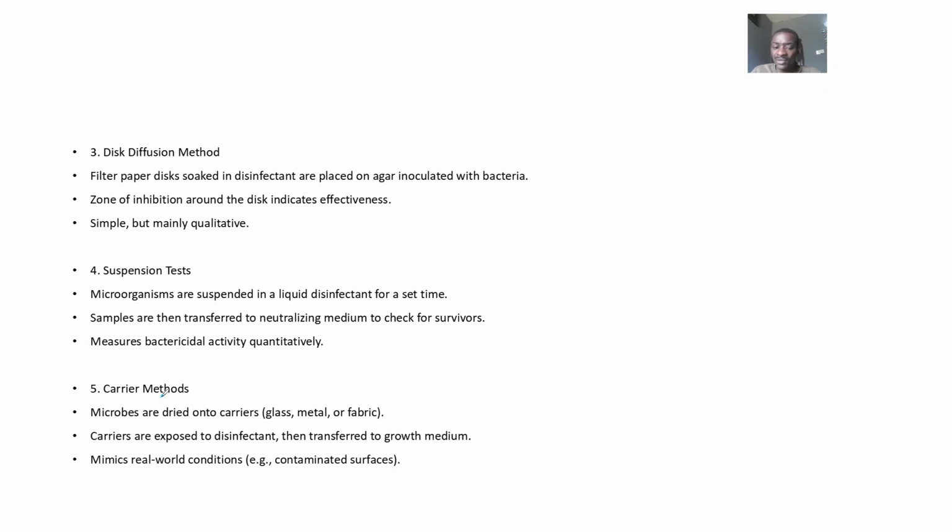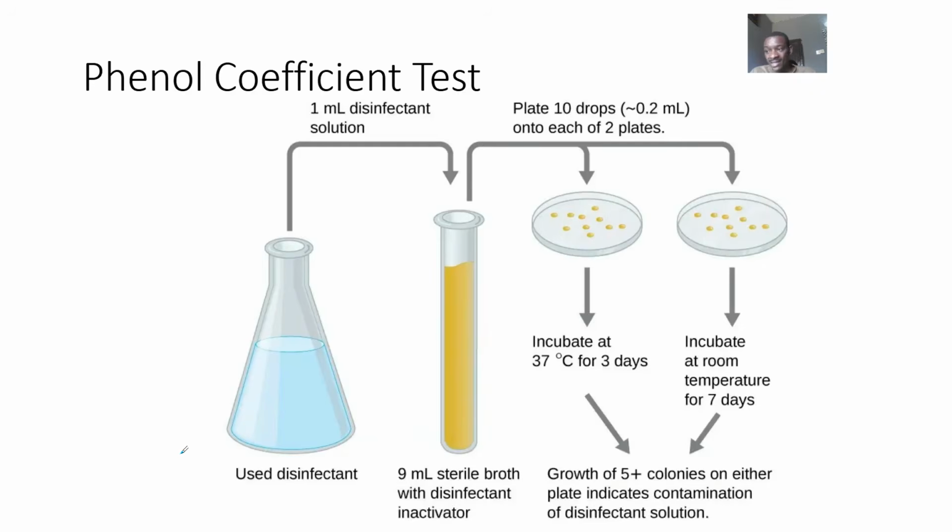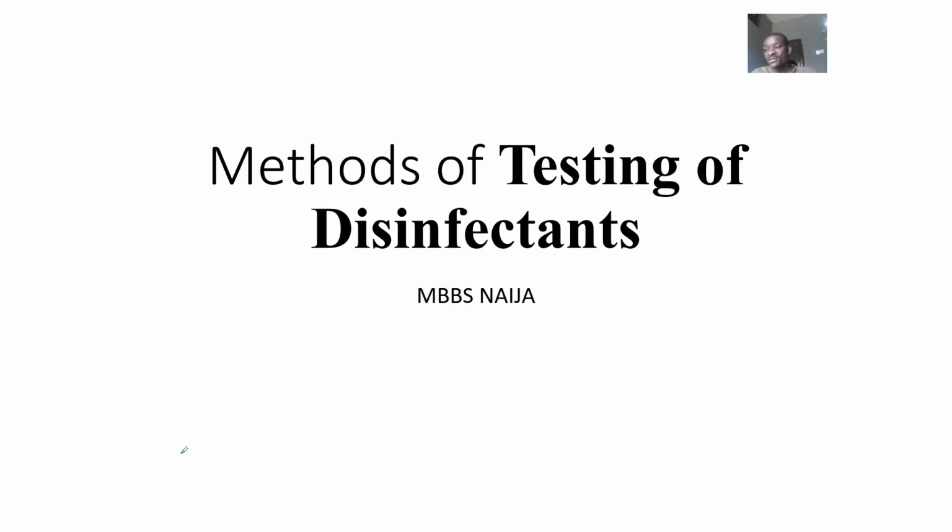Then we have the suspension test, where microorganisms are suspended in the liquid disinfectant for a set time. Okay, carrier methods, where microbes are carried on carriers like glass, metal, or fabrics. So carriers are exposed to disinfectants, then transferred to growth media. This one, from the way they are explained, you know that they're not really the standard ways. Okay, so the first three we mentioned are basically the standard ways in which you can test disinfectants.